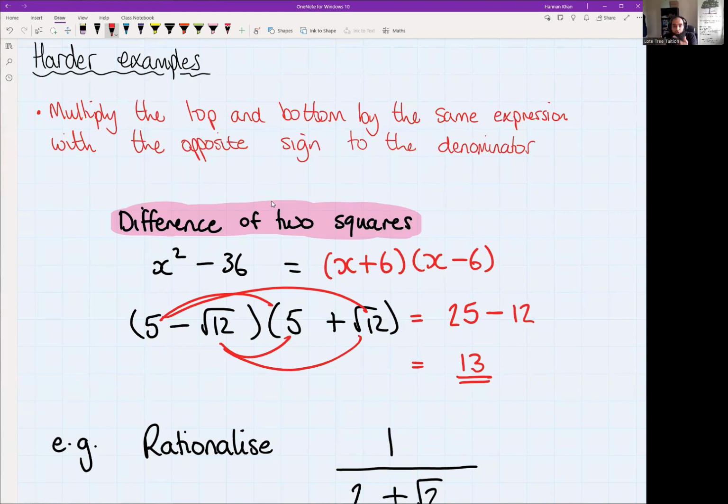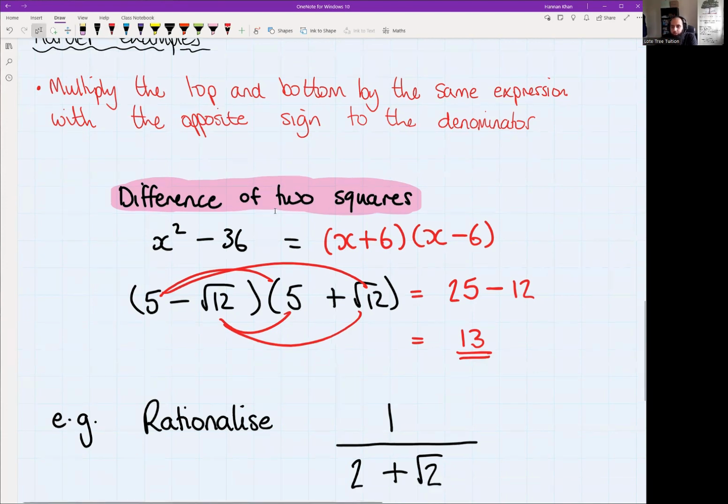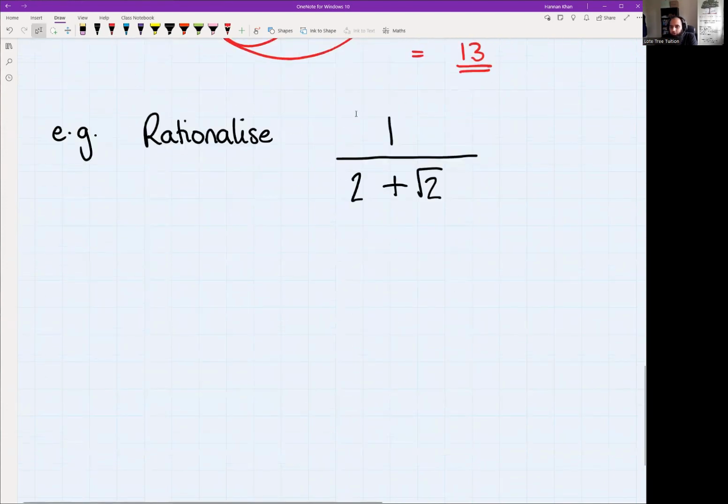Now, this is exactly the trick that we're going to use on our fraction. So if you look here, this is the question: rationalize 1 over 2 plus root 2. What we have to do is multiply the top and bottom by the same thing, because we can't change the number. We're just scaling.